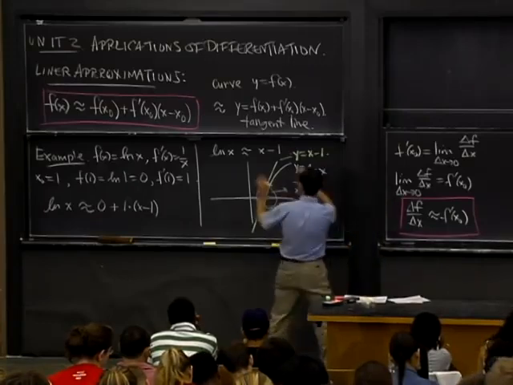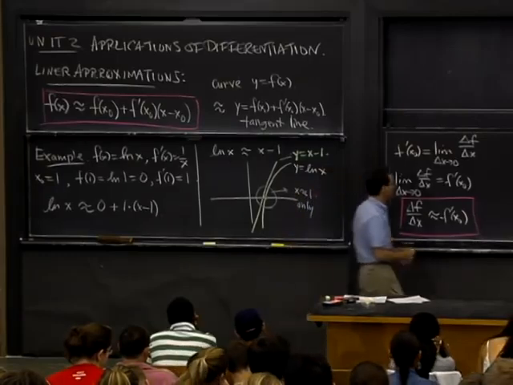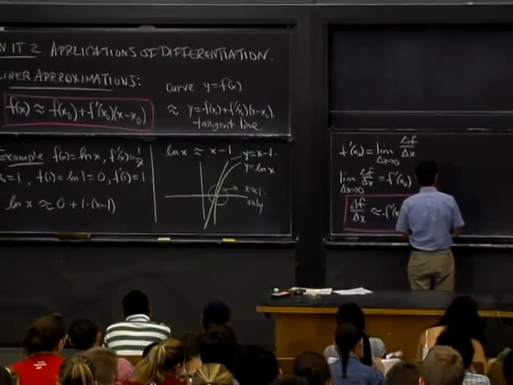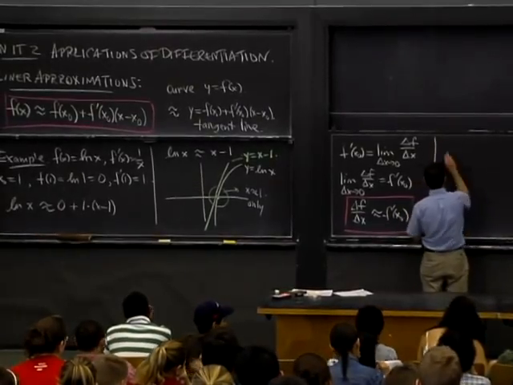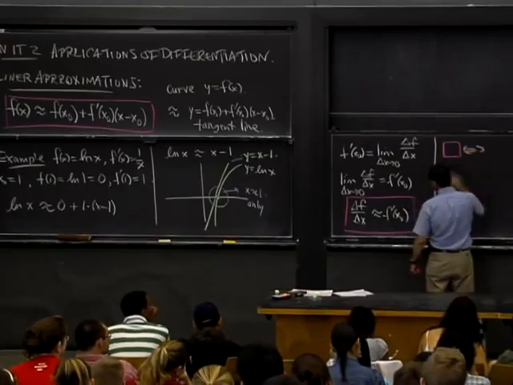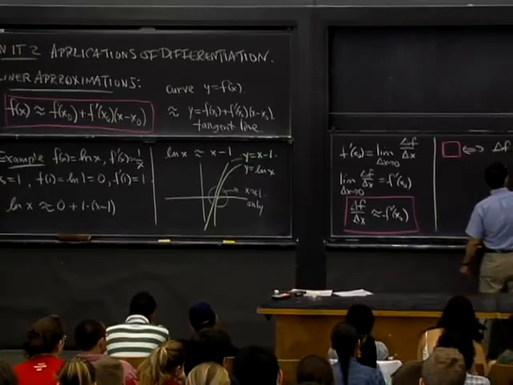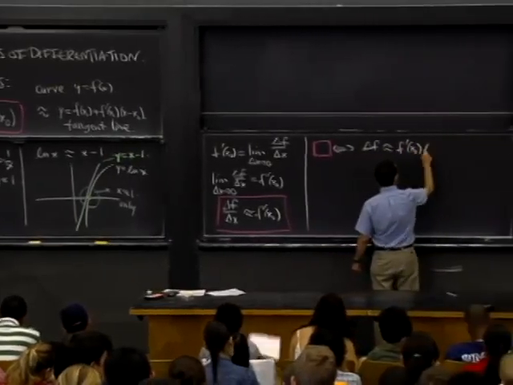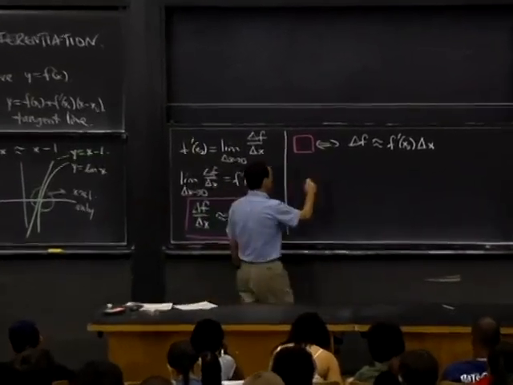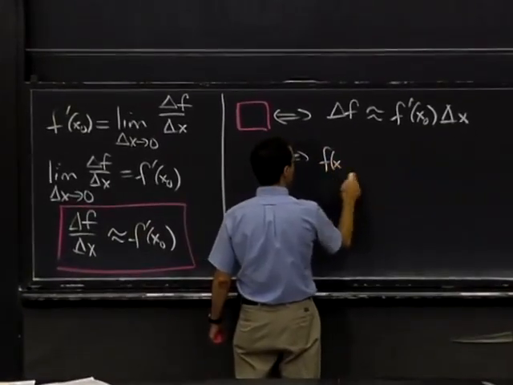Now, let me just explain why those two formulas in the boxes are the same. All right? So let's just start over here and explain that. The smaller box is the same thing if I multiply through by delta x, as delta f is approximately f prime of x0 delta x.